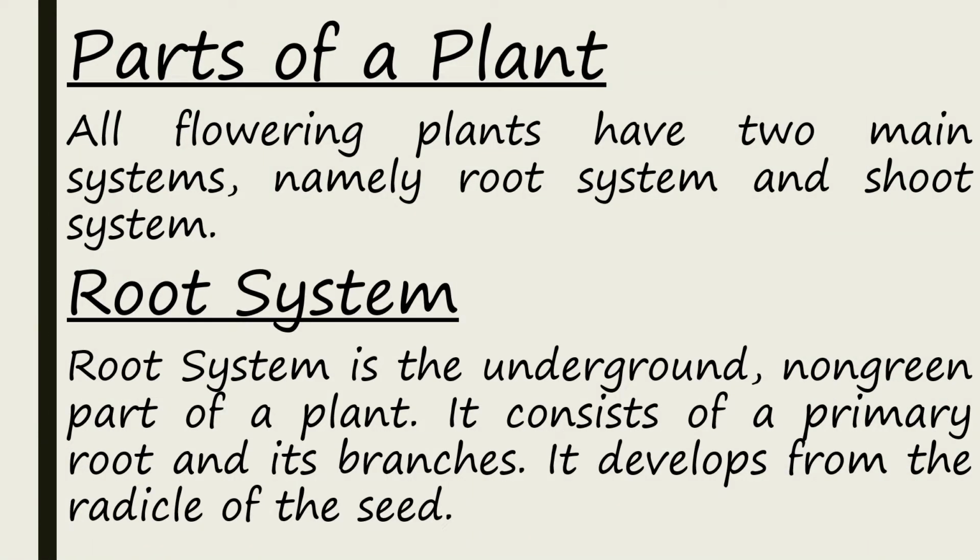Parts of a plant. All flowering plants have two main systems, namely root system and shoot system. Root system. Root system is the underground, non-green part of a plant. It consists of a primary root and its branches. It develops from the radicle of the seed.